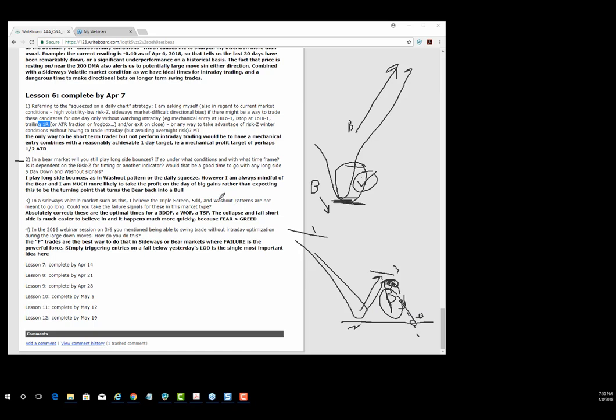Right? So this is really the same idea as if you read the system definition of the washout pattern. In the washout pattern, the market itself is in a bull, but this one particular thing we're trading is horrible.